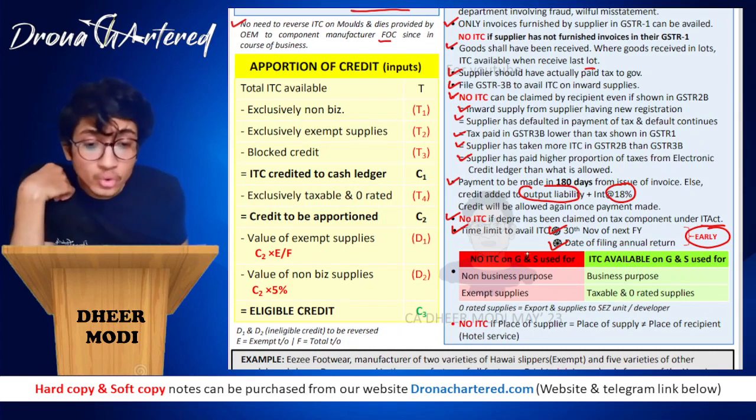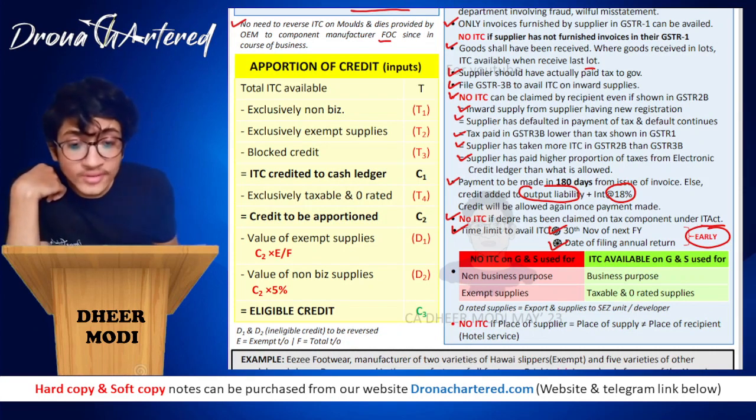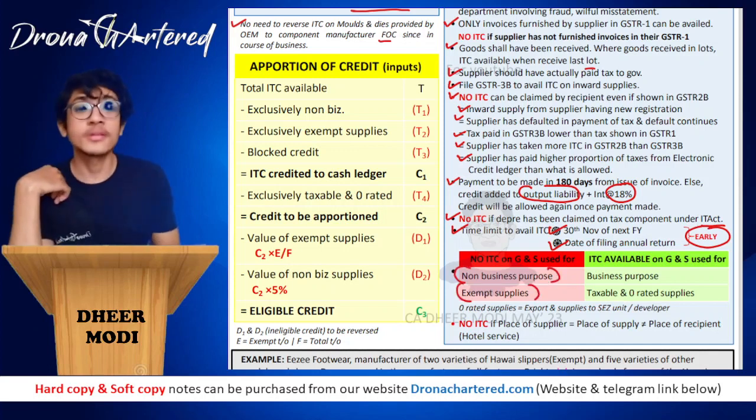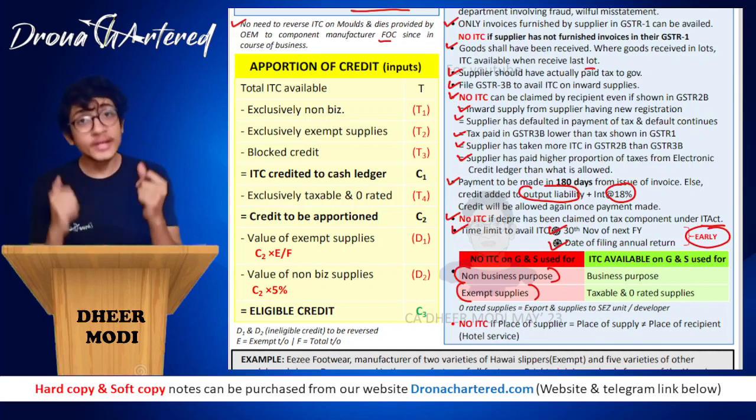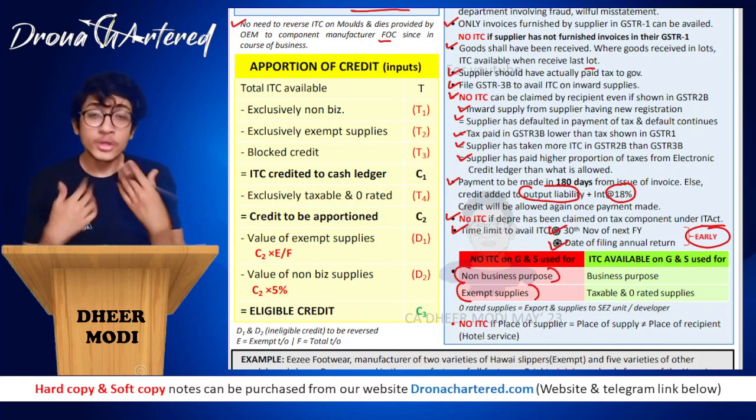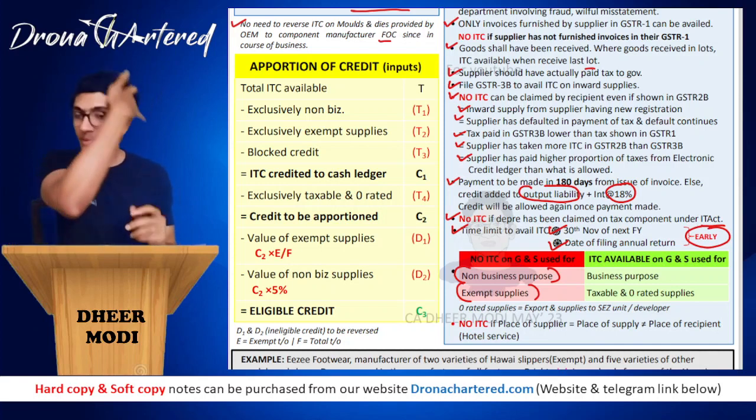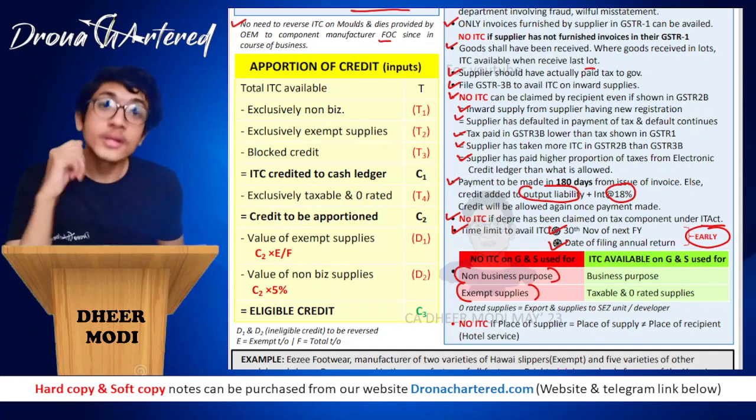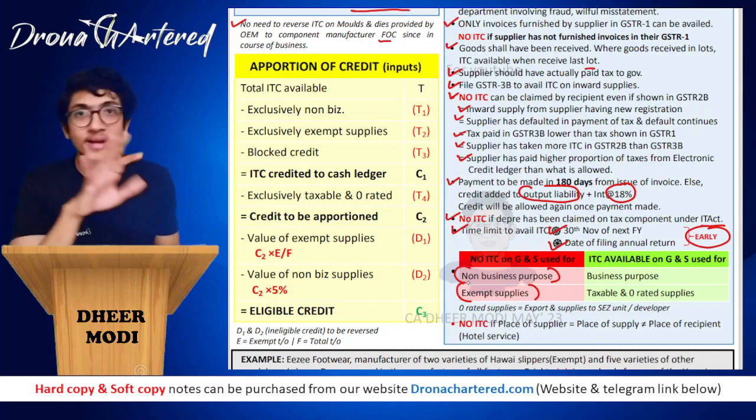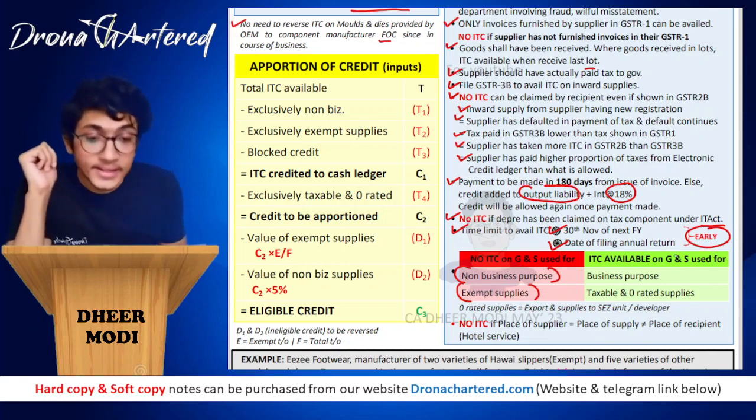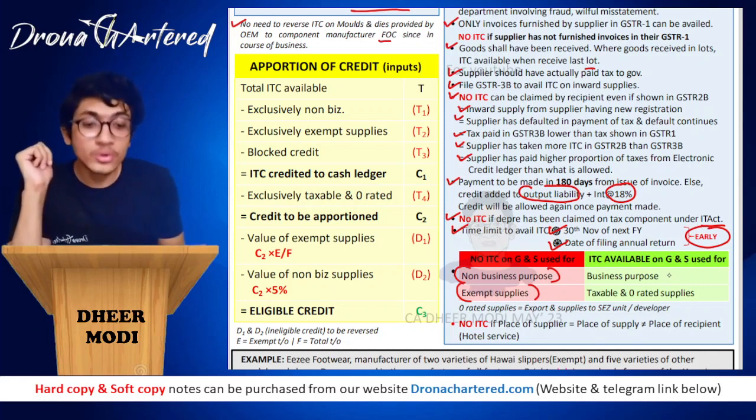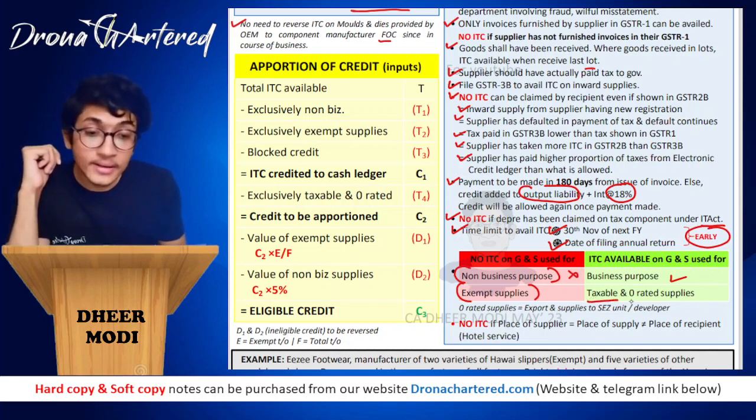No ITC on goods and services which are used for non-business purpose, or which are used to make exempt supplies. That is, you will not get input tax credit if you are using goods and services that you have purchased for non-business purpose, or using them to produce exempt supplies. In that case, you will not get ITC. ITC is available on goods and services used for business purpose, and it is also available for taxable and zero rated supplies.